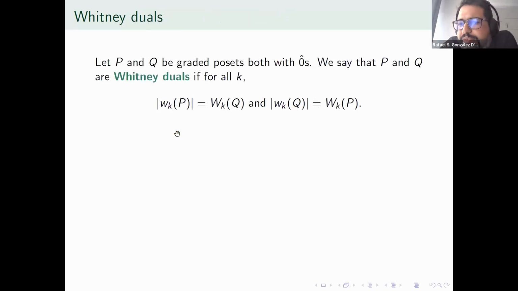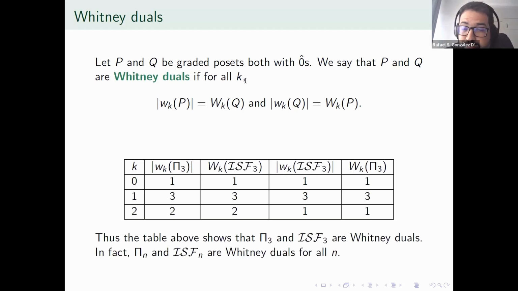So we decided to call this phenomenon Whitney duality. Basically, you have two graded posets with a 0, so that we can count Whitney numbers from the bottom, and also we have floors. We call P and Q Whitney duals if this phenomenon happens. The Whitney numbers of the first kind in absolute value happen to be the second kind of the other one, and the second kind happen to be the first kind. So according to this table, the poset of partitions Pi 3, and actually in general Pi n, is a Whitney dual of the increasing spanning forest.